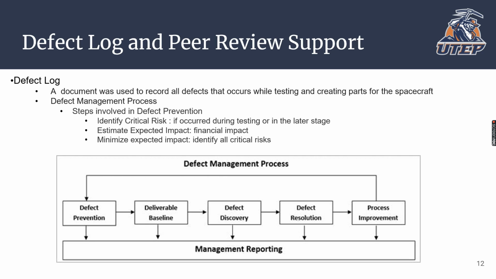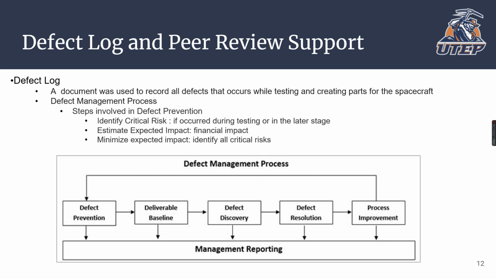Next slide, slide 12. The defect logs. A defect log is a document used to record all defects that occurred while testing and creating parts for the project. Its purpose can be identified in 3 areas: identifying the critical risk, estimating the impact, and minimizing the expected impact. Identifying the critical risk means finding the risk in the system which will have more impact if it occurred during testing or in a later stage.